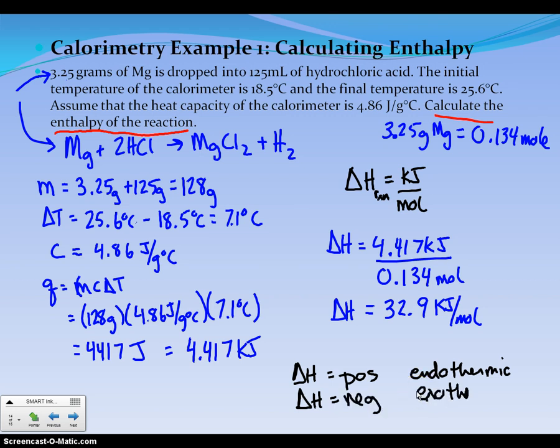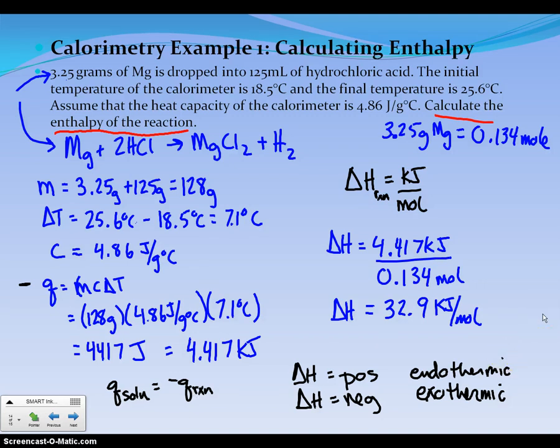So there's a couple different ways that you can determine whether your delta H value that you calculate is negative or positive. Your textbook has you change the sign of the equation, and their explanation is that the heat of the solution is the negative of the heat of the reaction, that the heat of the reaction goes into the solution and vice versa.